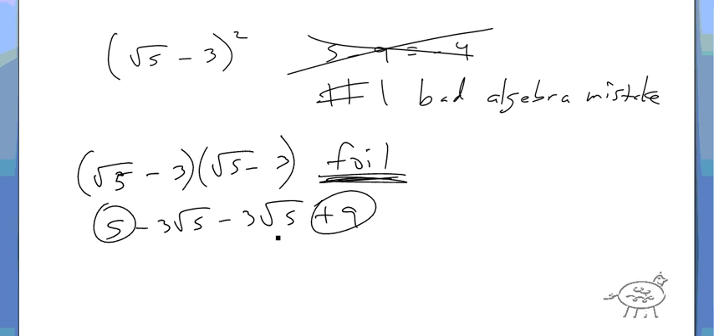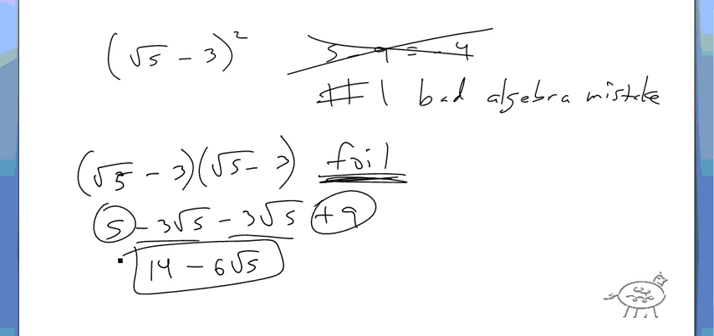Well, 5 plus 9 is 14. Negative 3 root 5 minus 3 root 5 is negative 6 root 5. And that's your final answer, 14 minus 6 root 5. But man, you got to write it twice. If you forget to write it twice, it's just automatic big old X on your paper. Okay? So let's do another one here.